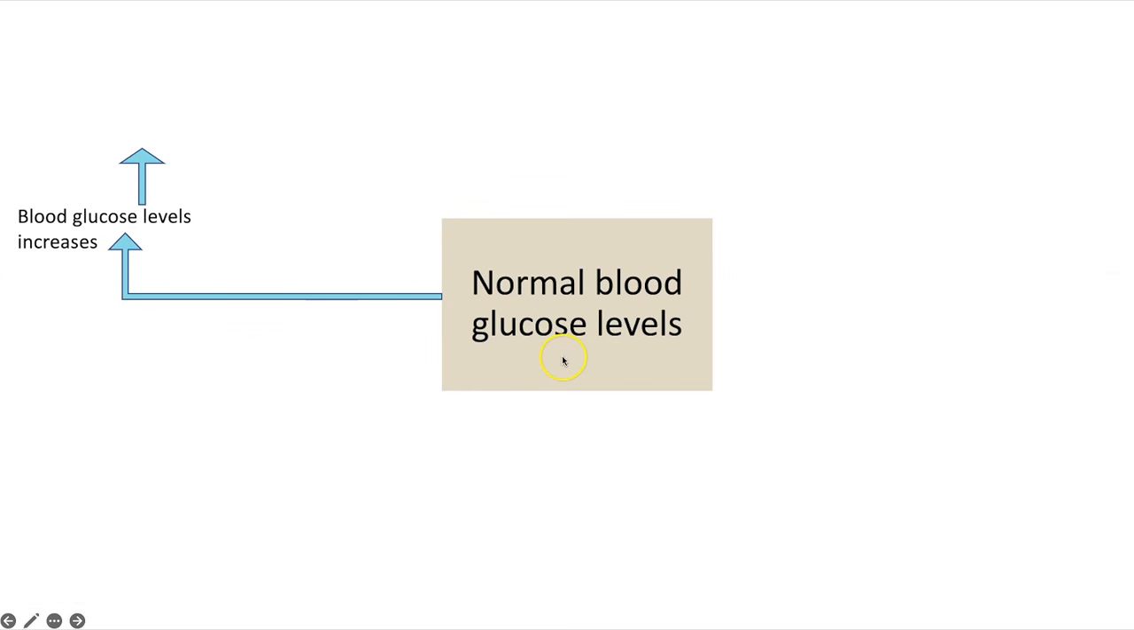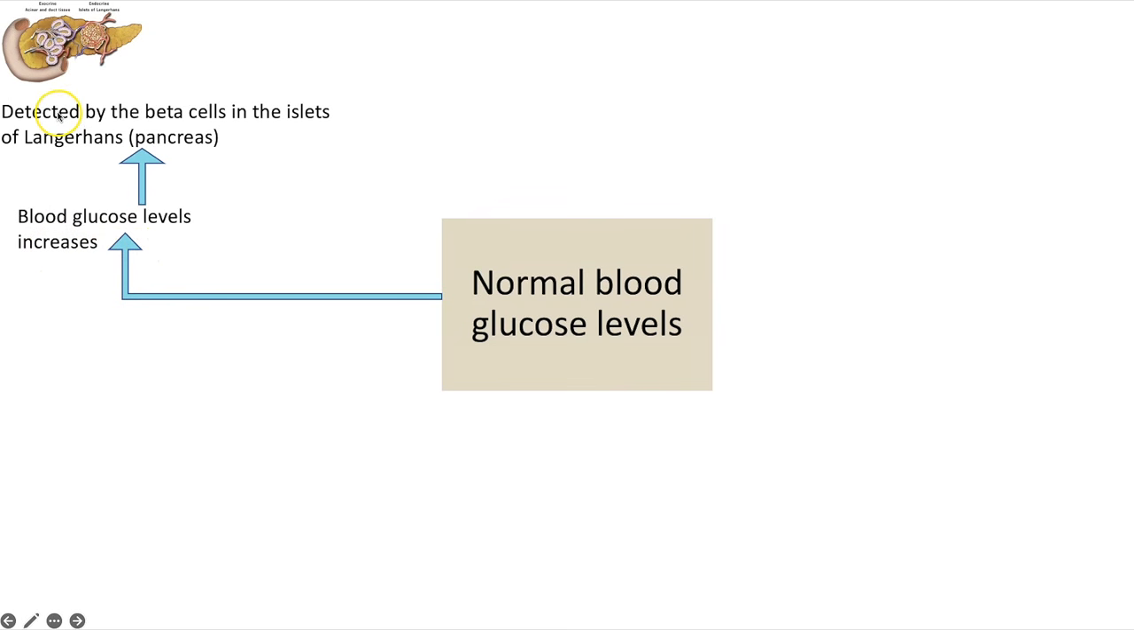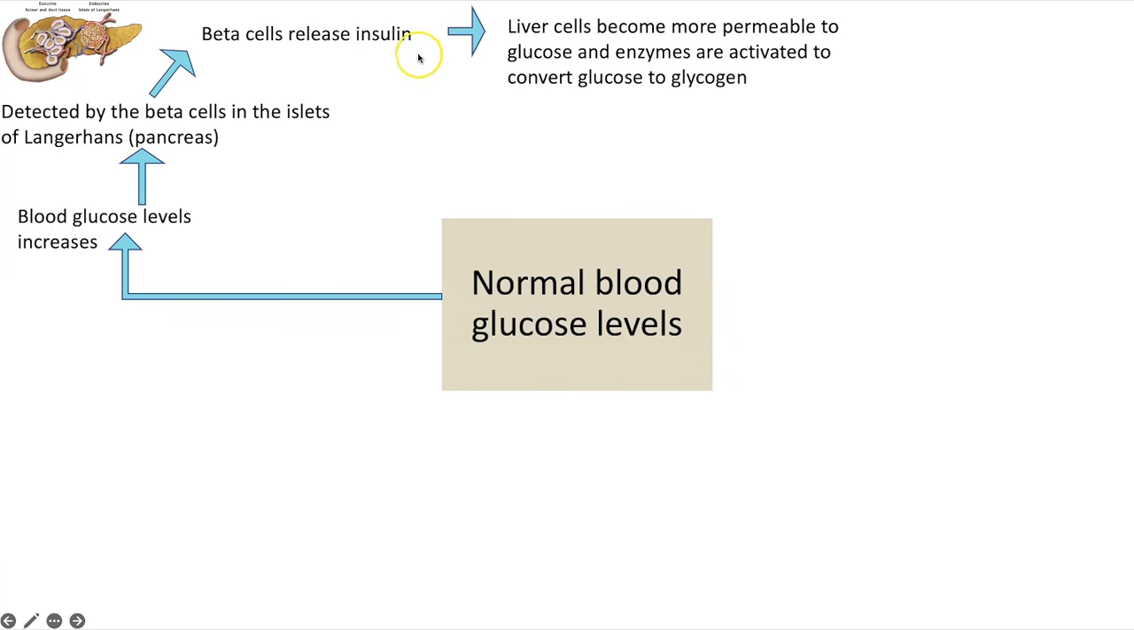So in terms of homeostasis, your normal blood glucose levels will increase following a carbohydrate-rich meal or drink. That increase is detected by the beta cells in the islets of Langerhans and the pancreas. The beta cells will release the hormone insulin. We're going to look at in more detail what insulin does, but insulin causes liver cells to become more permeable to glucose. Therefore, glucose can move from the blood into the liver cells.